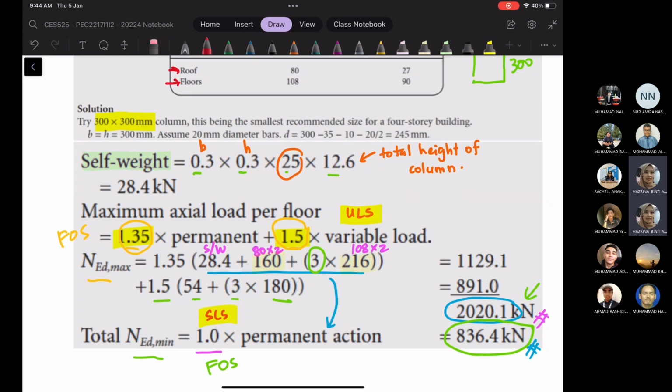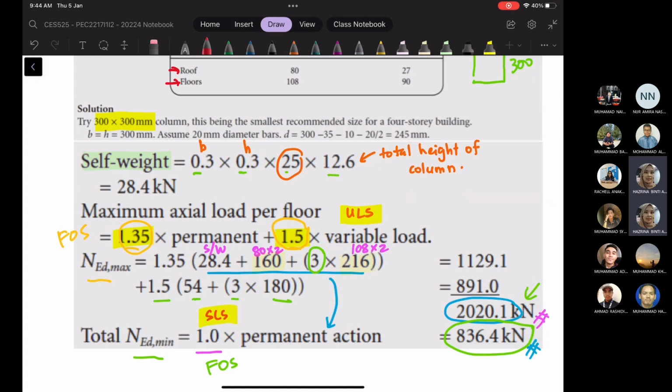The RC structure is no longer pre-stressed, so we are going to start with ULS. The partial factors of safety that we are going to use for these loads are 1.35 and also 1.5. So we are back to our RC design. We calculate here the NEd max. We had two earlier. We have the self weight of the column.